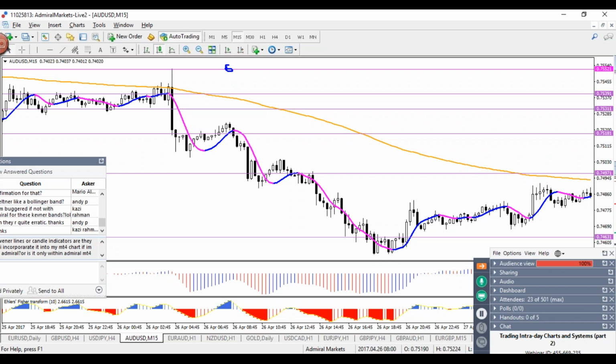This is the base level, 0. This is the first level from the base level. This is the second level. This is the third level. This is the fourth. This is the fifth. The difference between 0 and 1 is actually 13 pips. It's a Fib sequence level.